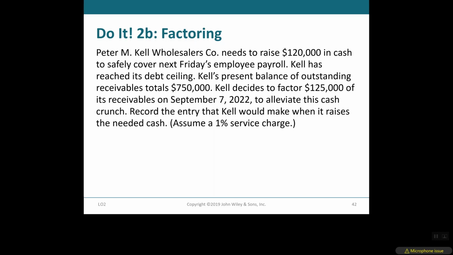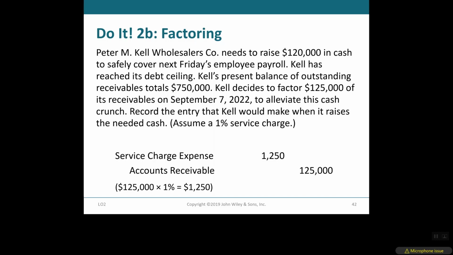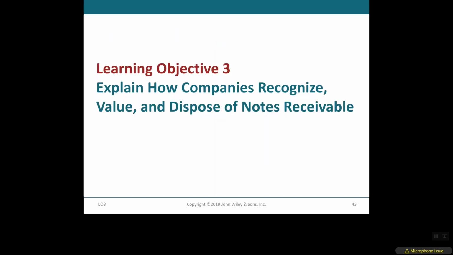So they're giving out, or selling, their $125,000 accounts receivable to another company. So accounts receivable is going to be a credit of 125,000. Our service charge is 1%, so that will be 1,250, and then the cash that we receive as a company is going to be 123,750. All right. Number 3, explain how companies recognize value and dispose of notes receivable.